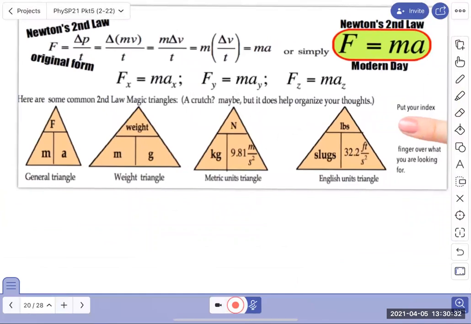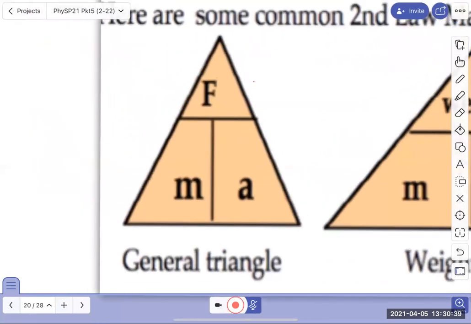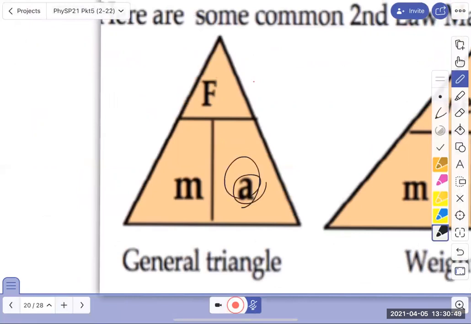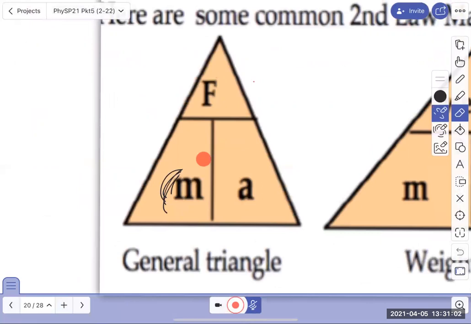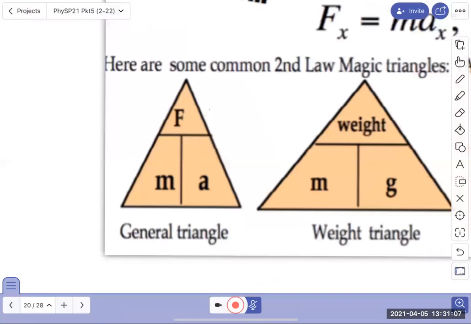Now, magic triangles, you can call them a crutch, I suppose, but for F equals ma, it comes in handy. If I want to know what the force is, I cover the A with my finger, and that's force divided by mass. If I want to find mass, I cover the mass with my finger, and that's force divided by acceleration, et cetera. These are little crutches, but sometimes it's good to have. It might be good to draw it on your next test.